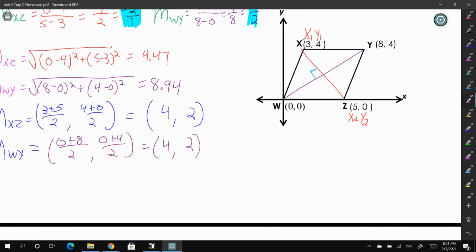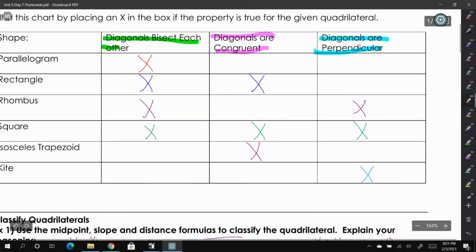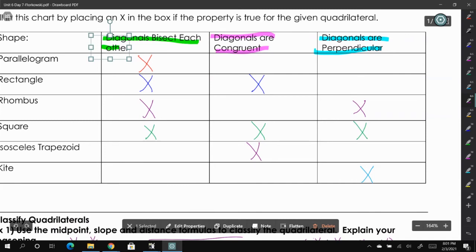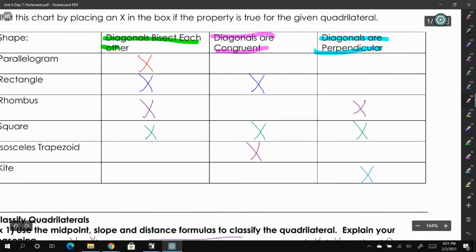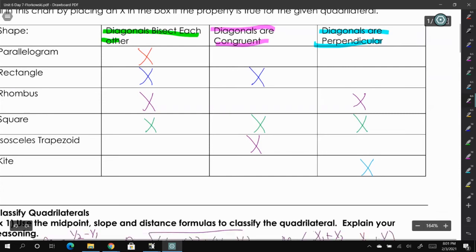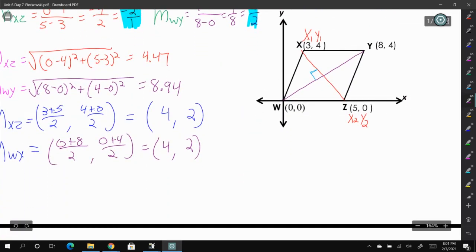So when I do the midpoint of the diagonals and we get the same midpoint, that means the diagonals bisect each other. So if we go up here, if the diagonals bisect each other and are perpendicular, it must be a rhombus. So down here, this must be a rhombus.